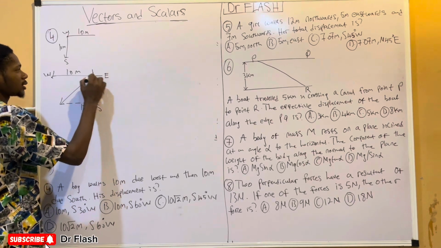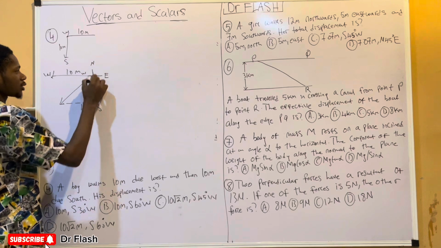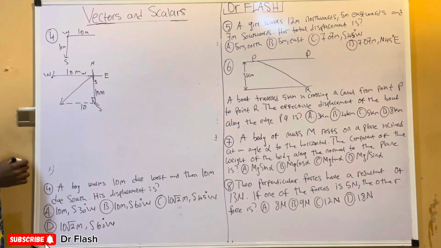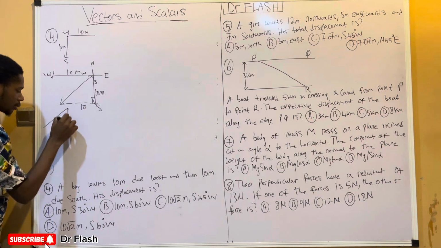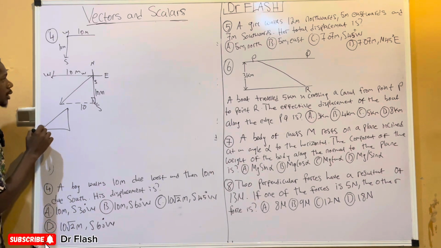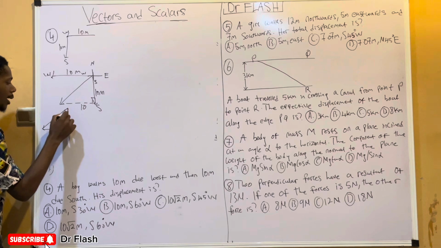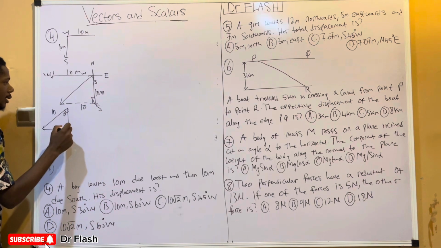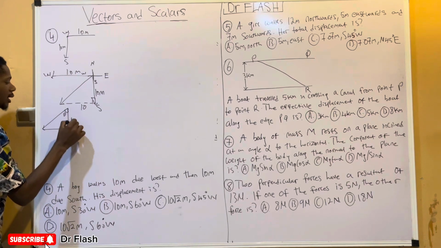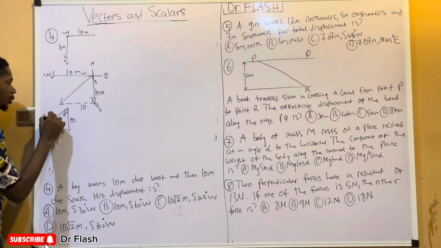Now here remains east, here remains west, here remains north, and here remains south. Very, very easy. So we're going to draw this diagram out. We're having a triangle here, and this is our direction. And then we have 10 here, 10 here. What will be the value of the what now?